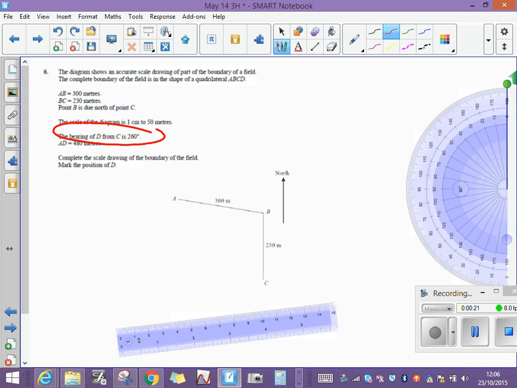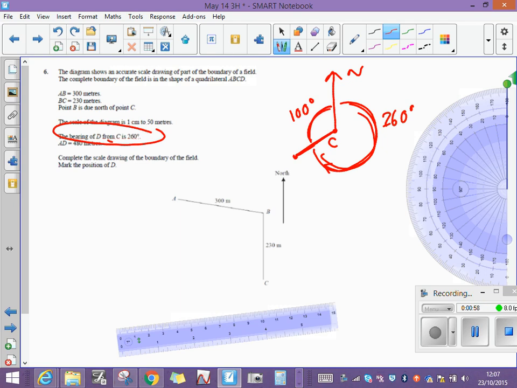Now what that means, bearings are always measured clockwise from the point you're travelling from. So there's C, we draw a north line at C. Okay, that keyword is from. From C means the north line is at C, and we now know that the bearing of D from C is 260 degrees. So if C is there, D is going to be somewhere along this line, so that this angle is 260 degrees. Well, the protractor only goes up to 180, so the easiest way is to make sure that this angle here is 100 degrees, because 260 plus 100 makes 360.